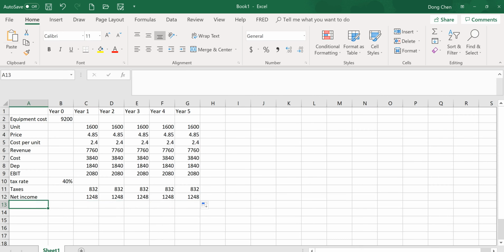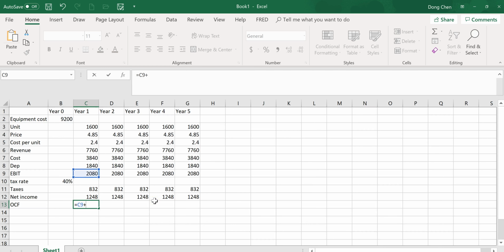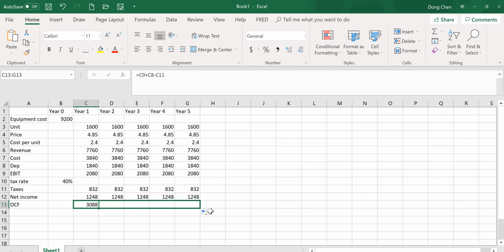So now I can calculate operating cash flow. Generally speaking, we start from EBIT, and then we add back the depreciation, and then we deduct the taxes. And we can do that here. Actually, why don't we do that? It's better. So we start from EBIT, and then we add back the depreciation, and then we subtract the taxes. That's my operating cash flow.